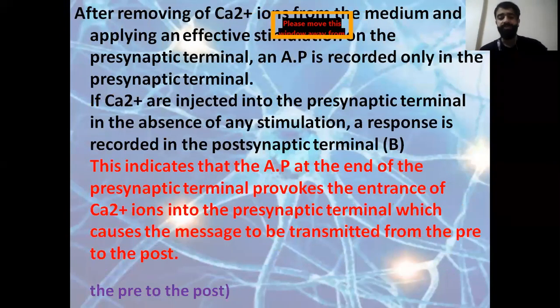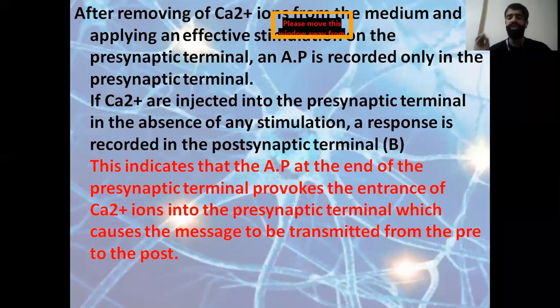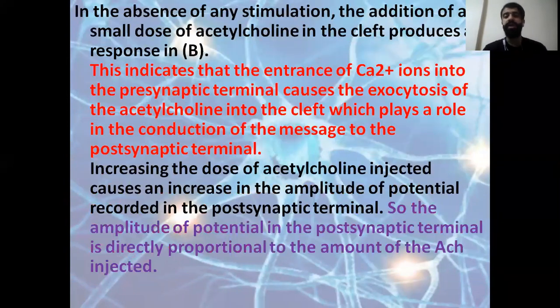And we said that we have an action potential reaching the presynaptic terminal. It facilitates the entrance of Ca2+, calcium ions. This entrance of calcium ions in the presynaptic terminal will cause the message to be transmitted from the pre toward the post. It causes the exocytosis. You have to know this word, exocytosis, the release of acetylcholine, the neurotransmitter, into the synaptic cleft. This will have a role in the conduction of the nervous message toward the postsynaptic.